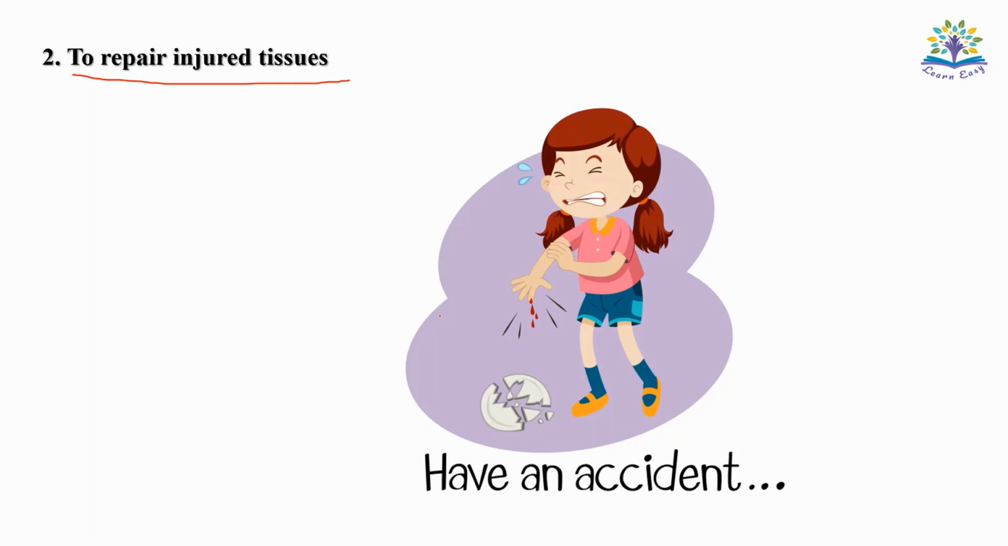The second reason is to repair injured tissues. In our lifespan, we will have some injuries. Some might be small, some might be big. When a tissue is injured, new cells have to be produced so that it can repair the injured tissue. Otherwise, the internal organs will be exposed to the external environment and will be susceptible to infection.